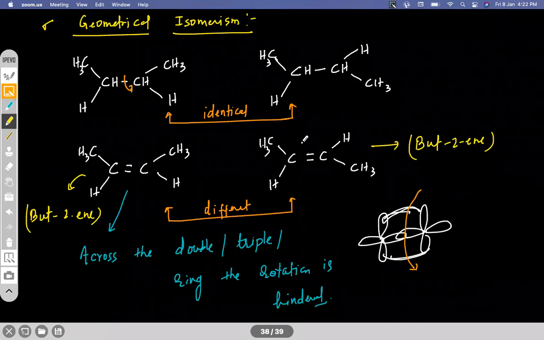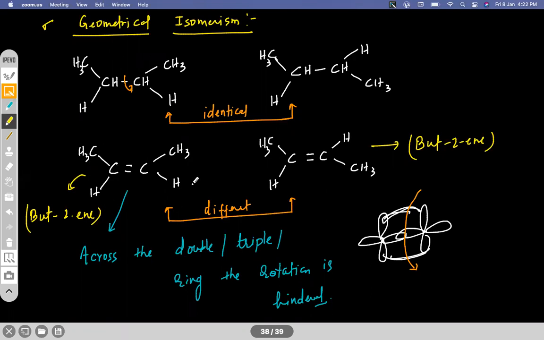Because the purpose of the naming here is what? That each and every molecule should have its own name, right? A specific name must be given to each molecule. That is the whole purpose of IUPAC nomenclature. So when it comes to isomers like this, the whole objective of IUPAC nomenclature got defeated here. So we have to find out some way by which we can differentiate.